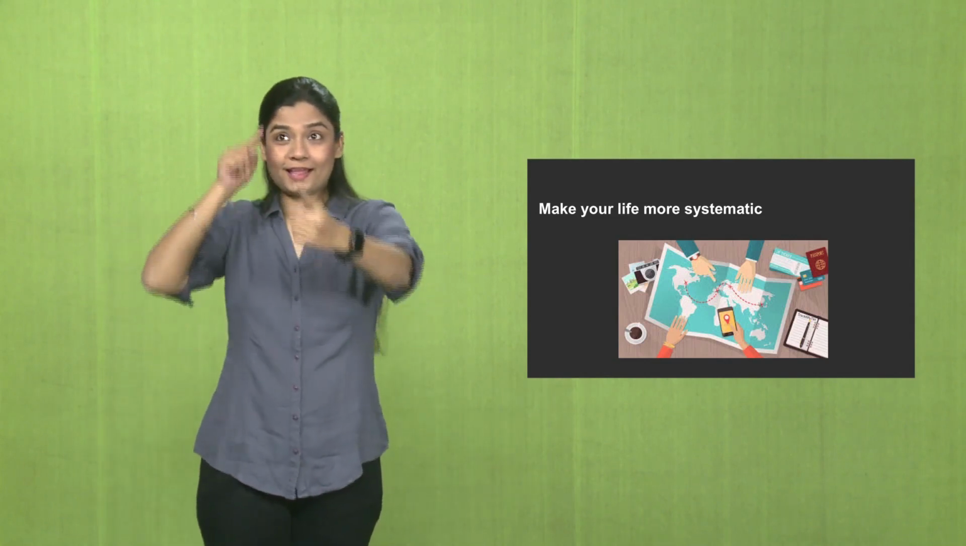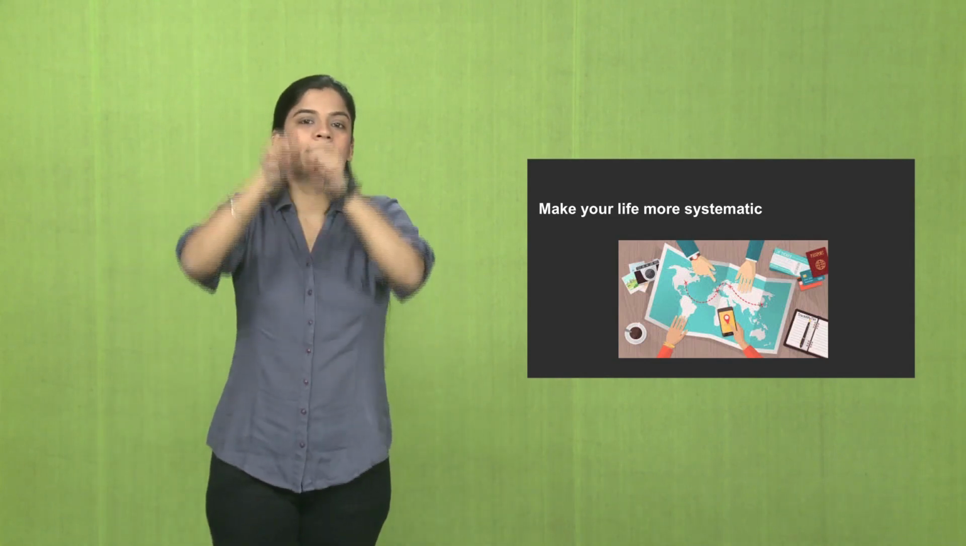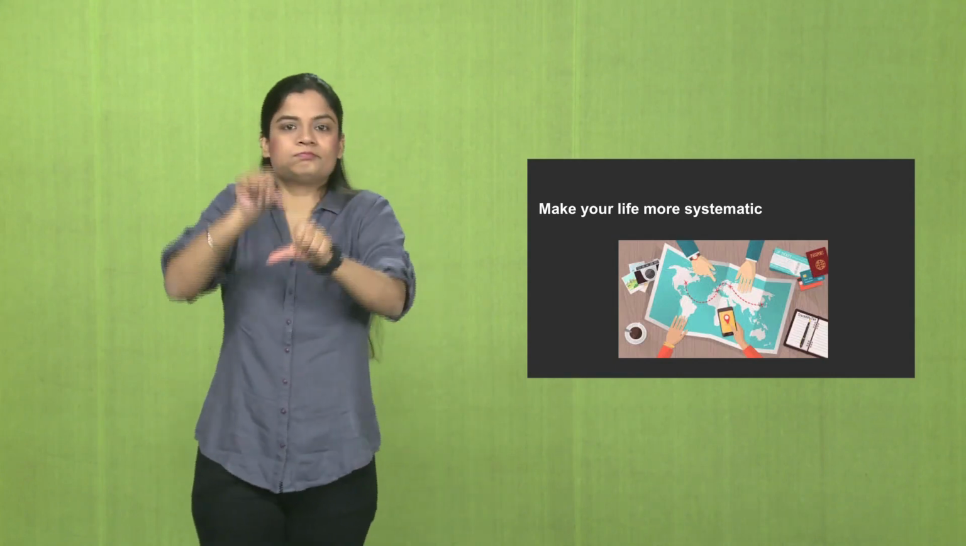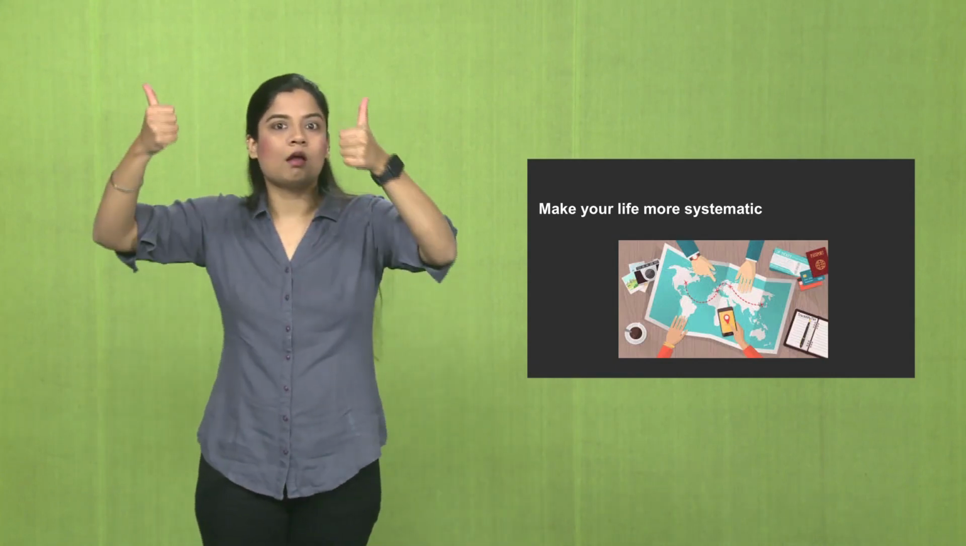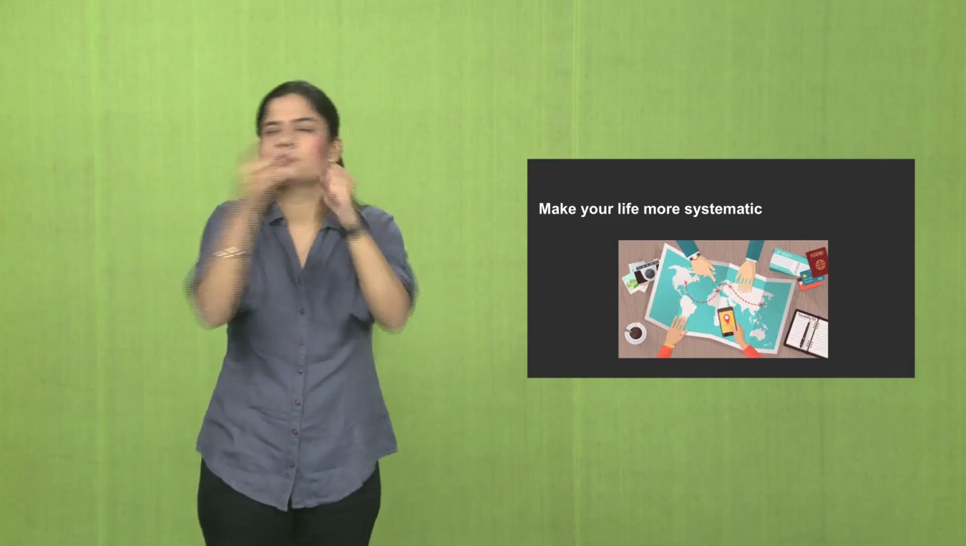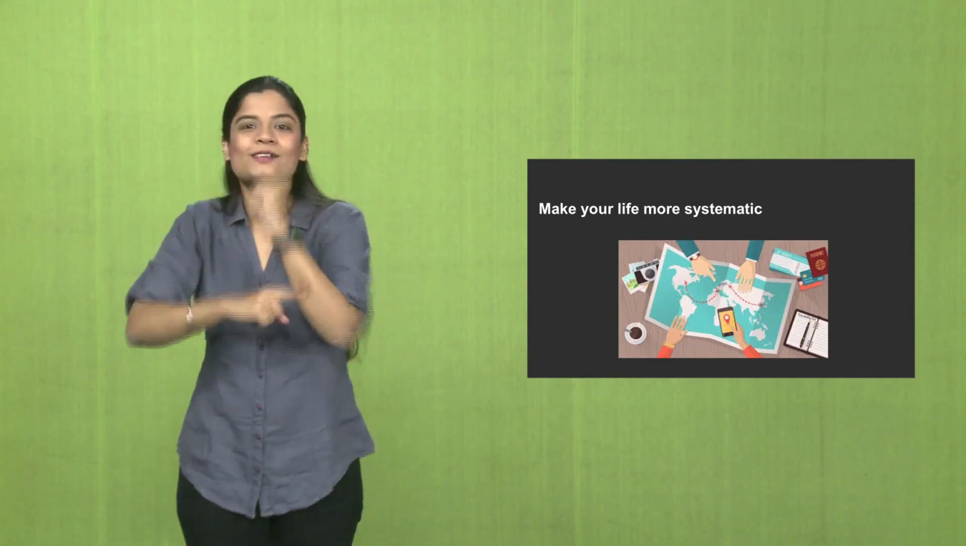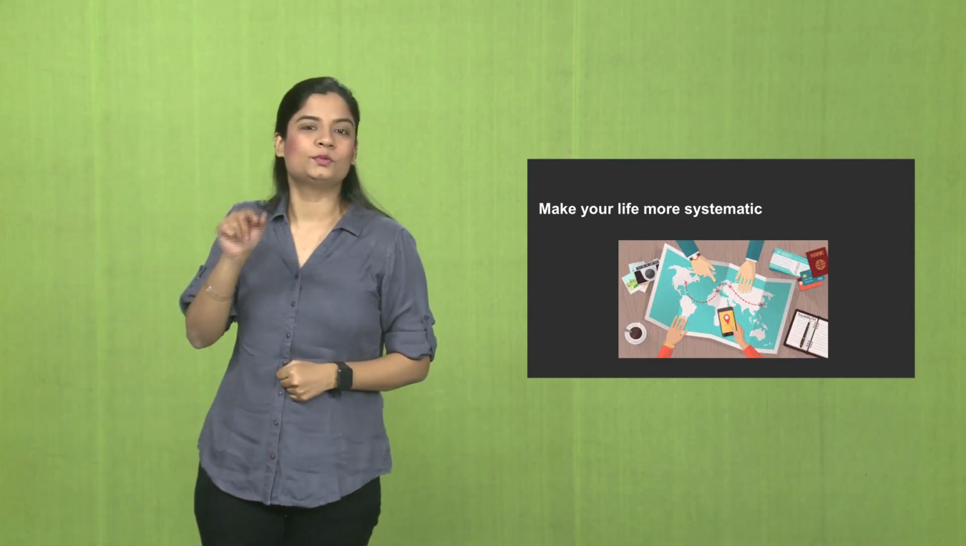Management helps in making life more systematic. Systematic, what is systematic? Like step by step. What is the system that we have to follow? So management helps in building up a system. If there's no system, then there can be more chances of getting confused and not being able to reach your goal.